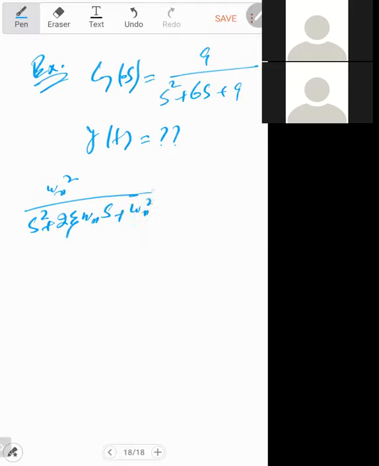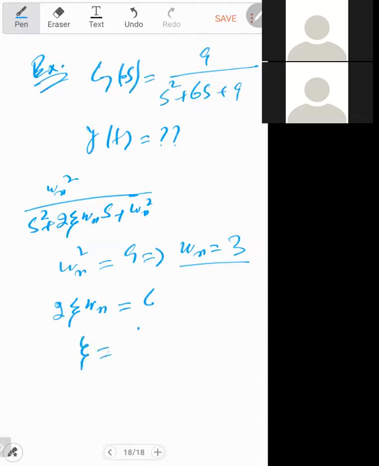So if you compare with this one, then you can see that omega n squared is equal to 9, or you can say that omega n is equal to 3, and 2 zeta omega n will be equal to 6. So omega n is equal to 3, so this means that zeta is equal to 6 by 6, which is equal to 1. Since zeta is equal to 1, this means that we have the two poles at the same location, and we have the critically damped case.